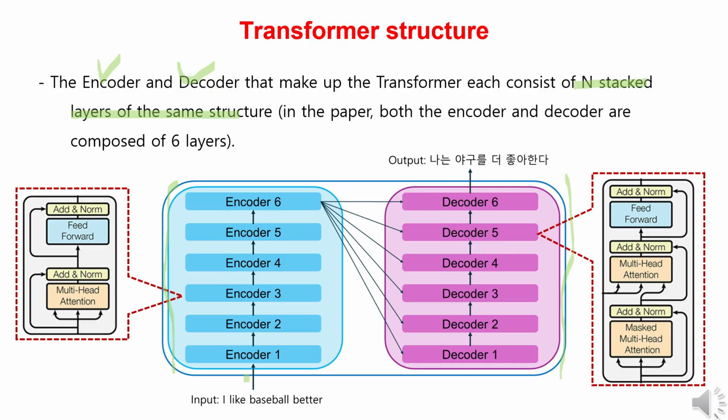In the original paper, both the encoder and the decoder consist of 6 layers, and these layers are connected sequentially. The output of the final encoder layer is then passed to every decoder layer, where it is commonly referenced in the encoder-decoder attention mechanism.